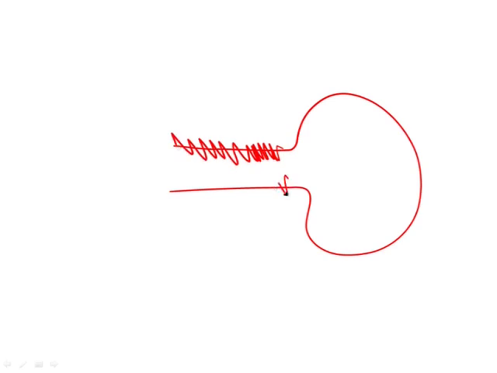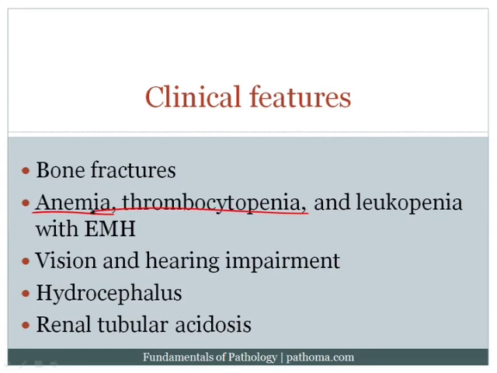Now the idea here is that if this is bone, you're getting a thickening of the bone, which is beginning to replace the medullary space. And when you replace the medullary space, that's called a myelophthisic process. Now this myelophthisic process is then going to knock out the ability for hematopoiesis to occur, and so the patients will get anemia, thrombocytopenia, and leukopenia with extramedullary hematopoiesis in the spleen and the liver.